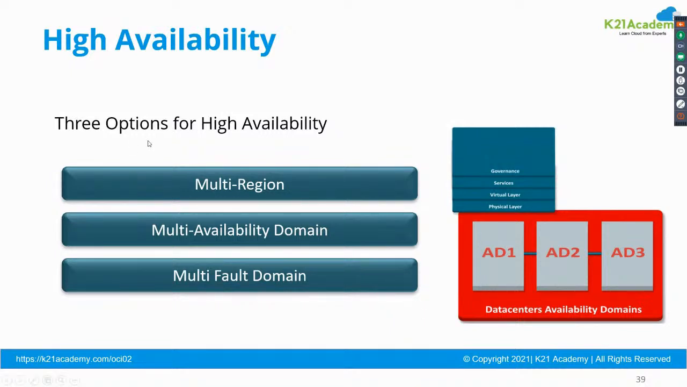Right, so there are 3 options for high availability. In case we go with our second point of designing high availability, you can go with multiple regions, you can go with multiple availability domains, or you can go with multiple fault domains. These are the 3 options which are available for your high availability.